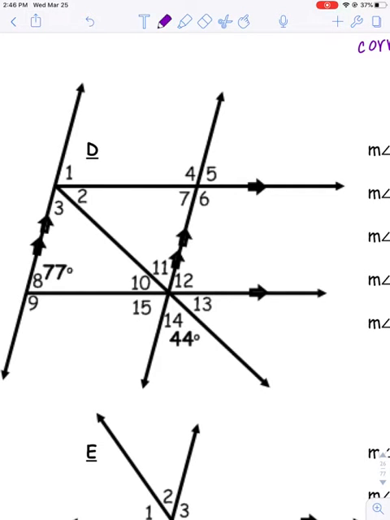So I'm going to start with vertical angles. Vertical angles are always my favorite to start with because they're the easiest to find. Angle 14 is vertical with angle 11. That's because they share the exact two same lines along the X. So right away, I can see that angle 11 must also be 44 degrees.